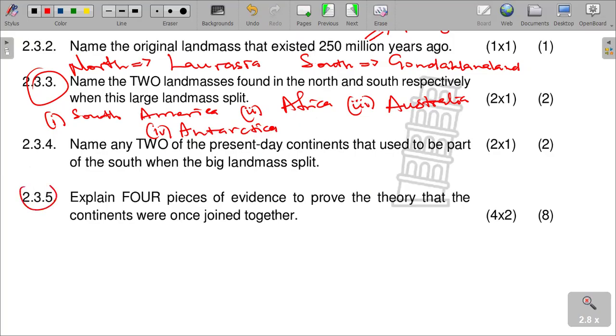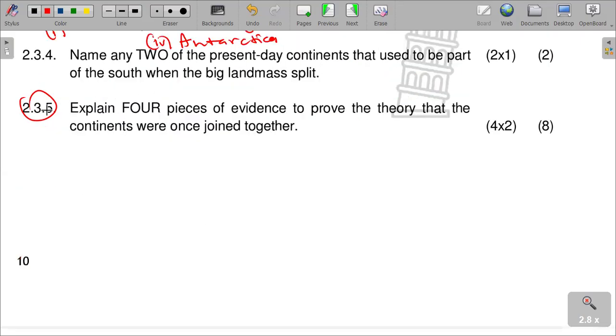And then number 2.3.5: explain four pieces of evidence to prove the theory that the continents were once joined together. There are quite a lot of points that I can put here. One, the east coast of South America fits the west coast of Africa almost perfectly at 2,000 meters below the sea level. That is one point.